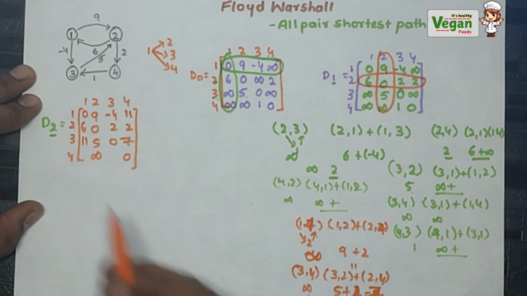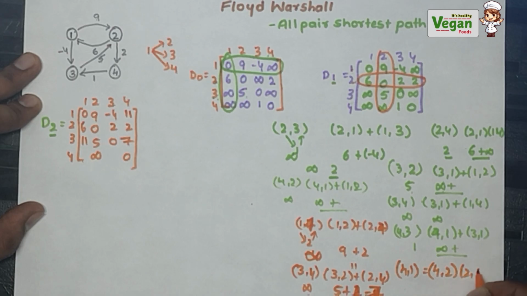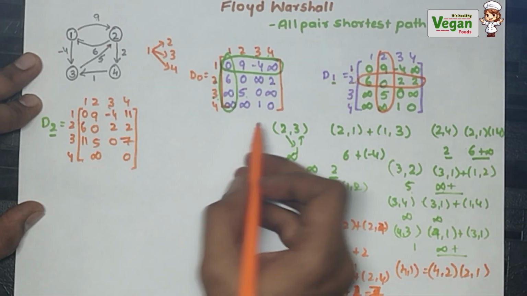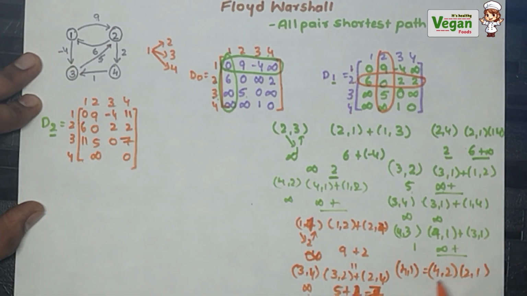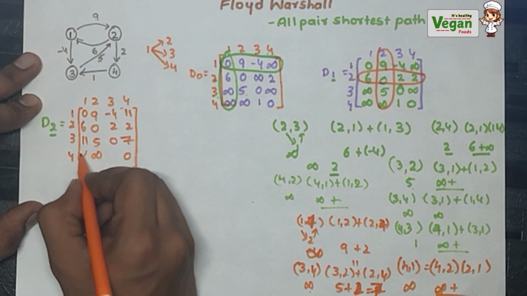Now 4 comma 1. We will go from 4 to 2 and 2 to 1. 4 comma 1 value is infinity. Next 4 comma 2 value is infinity. If you add anything to infinity, it will be infinity itself. So I will write infinity here.